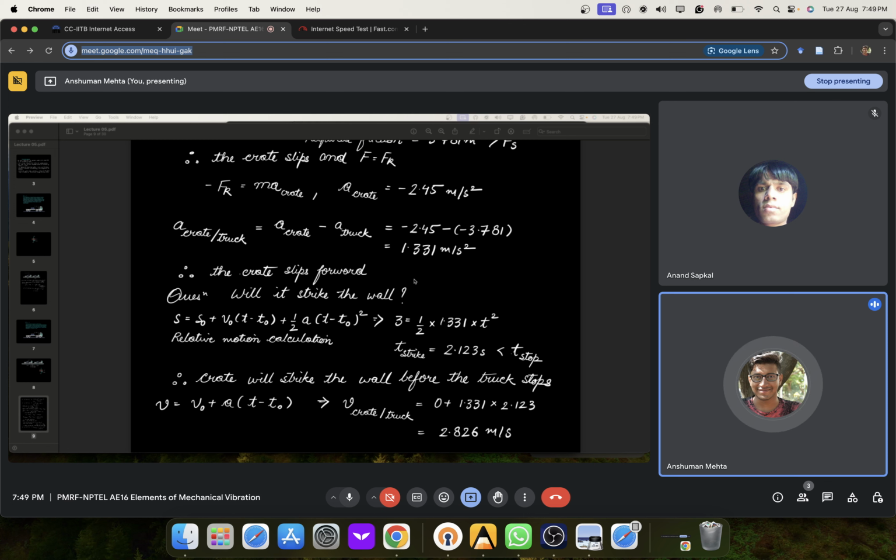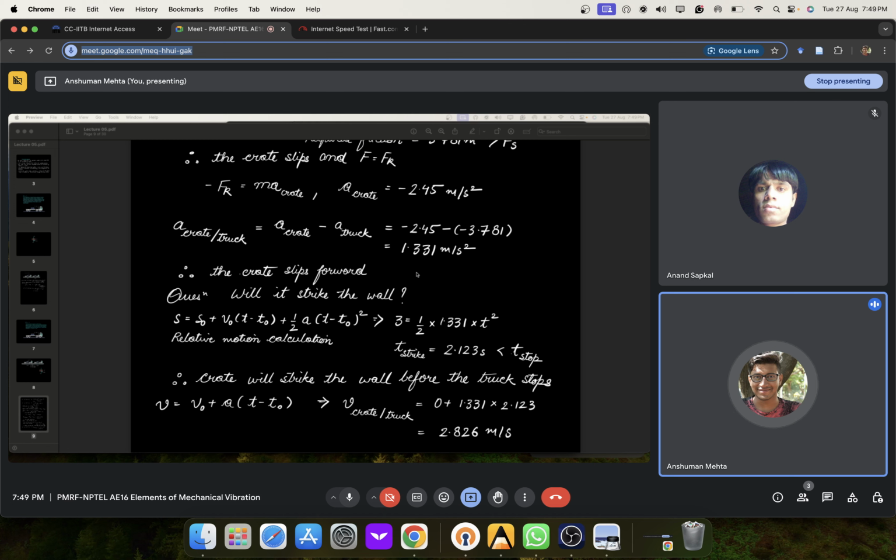Okay, now we are finding that relative velocity by using the formula V is equal to V naught plus A into (T minus T naught). When we apply this, we get V of crate with respect to the truck, the relative velocity, which is equal to 0 plus the relative acceleration 1.331 into 2.123, and which comes out to be 2.826 meters per second. In my notes. Okay, so let's complete our question 2.